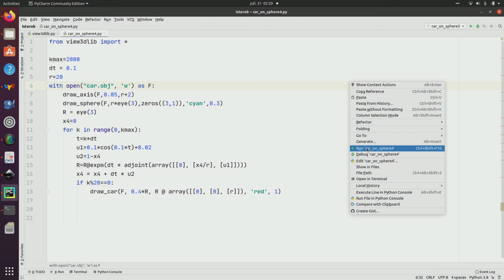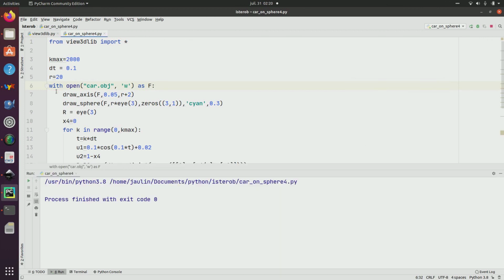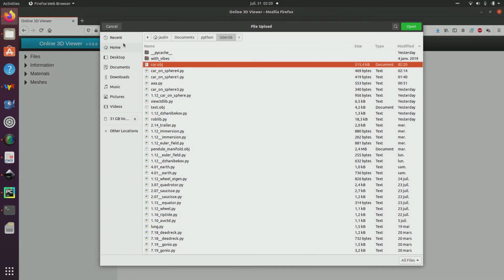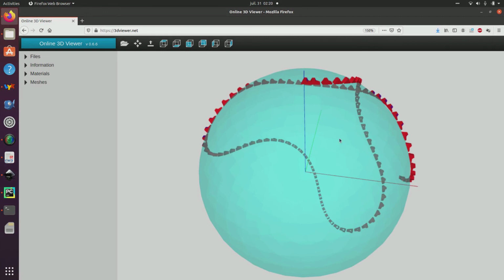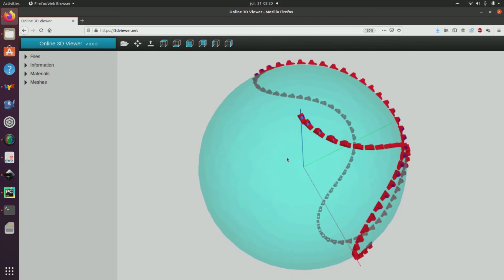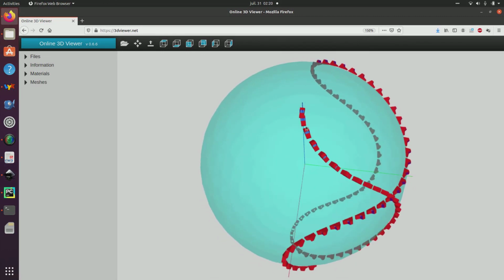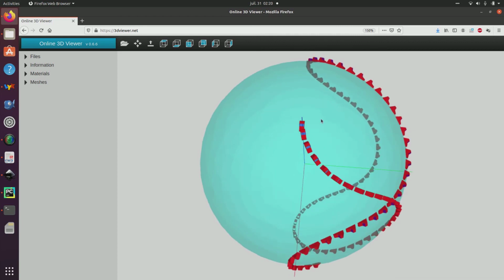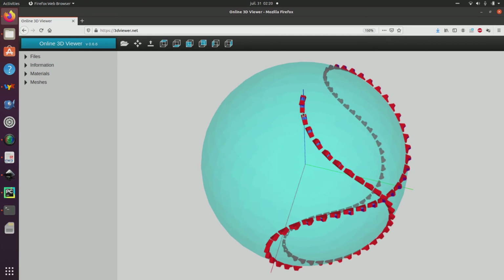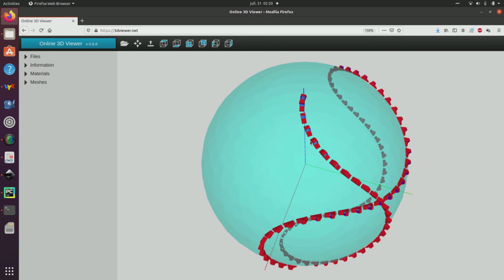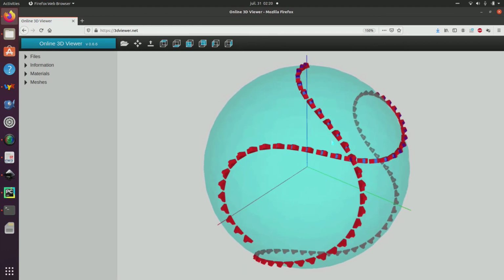I run my program. I visualize it, and I obtain this. The initial condition is here, just at the North Pole. The car accelerates, we can see, due to the overlapping we have at the beginning, and after it reaches a constant speed equal to 1, as expected.